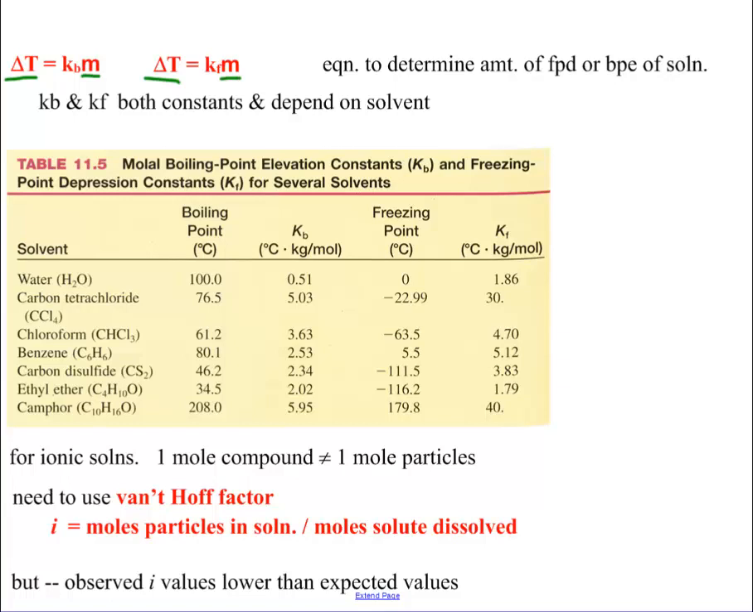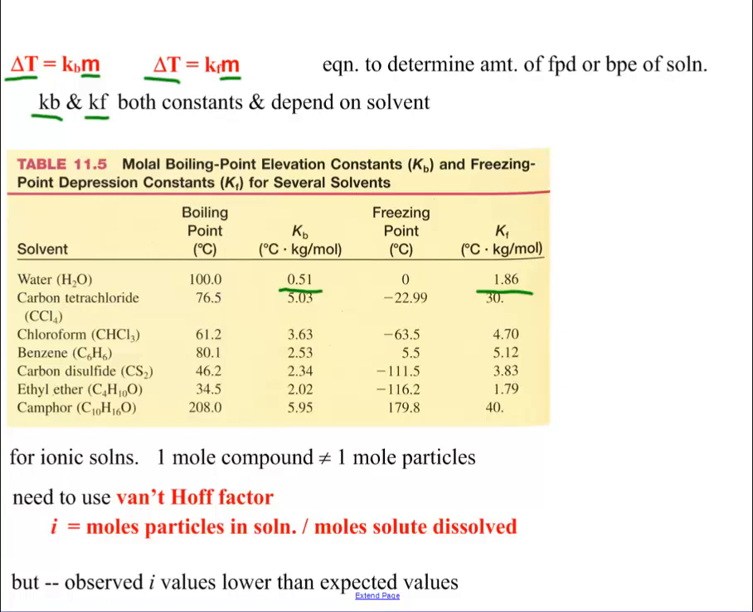Kb is the boiling point elevation and Kf is the freezing point depression constant, and they depend on the solvent that you are working with. Here's a chart that gives you a variety of common solvents that we use in chemistry, and the normal boiling point and freezing point of the solvents, and then the freezing point depression constant, which would be Kf, and the boiling point elevation constant, which would be Kb, of those solvents. These can be experimentally determined.